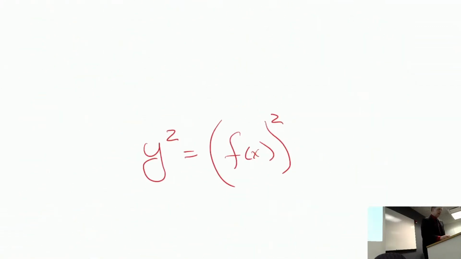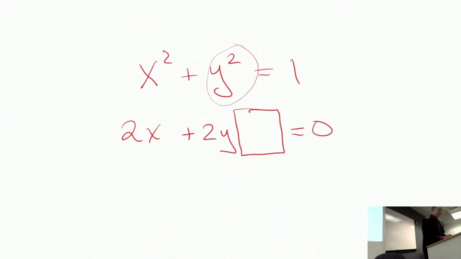So up here, since y squared equals f of x squared, when I do the derivative, I get 2 times that something, so y squared becomes 2y, then multiply by the derivative. And I'm going to write the derivative like that, y prime, just to make it easy to see.